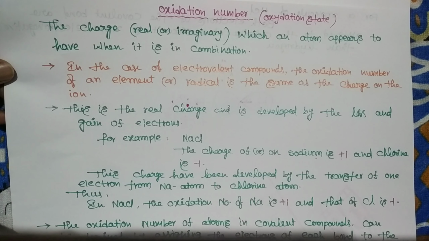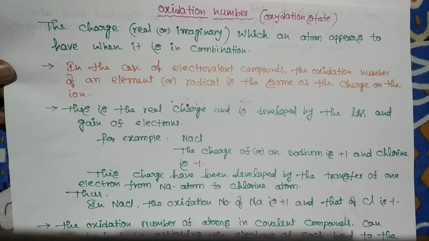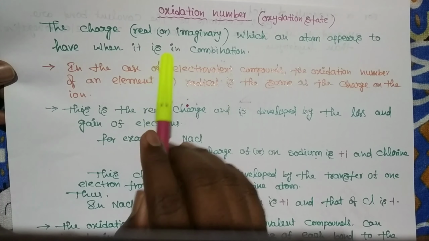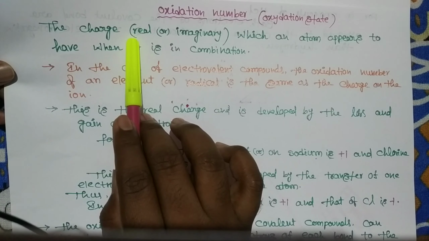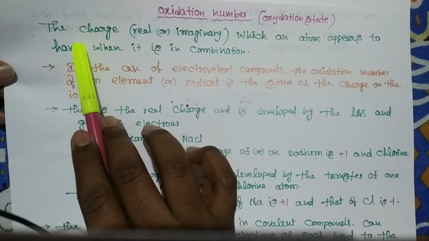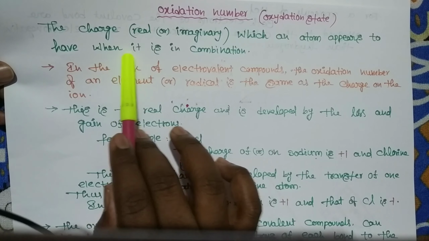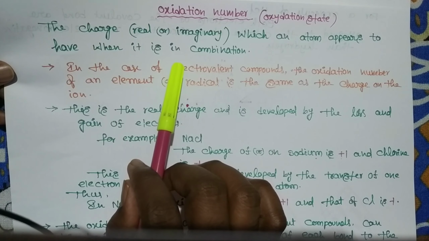Dear students, in this video we are going to discuss oxidation number or oxidation state. So what is oxidation number? It is nothing but the charge, real or imaginary, which an atom appears to have when it is in combination.